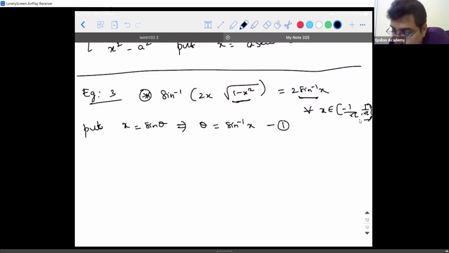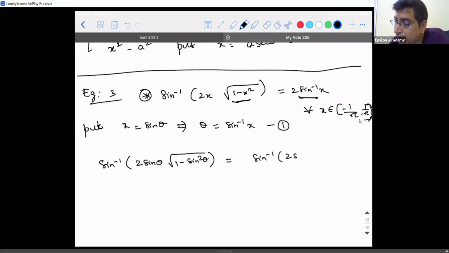So when I put x is equal to sine theta, what do I get? Sine inverse of 2 sine theta into root of 1 minus sine square theta. Root of 1 minus sine square theta is cos theta. So I get sine inverse of 2 sine theta into cos theta, which is sine 2 theta. So sine inverse of sine 2 theta will give me 2 theta, because sine inverse and sine get eliminated. So what is the value of theta, guys?